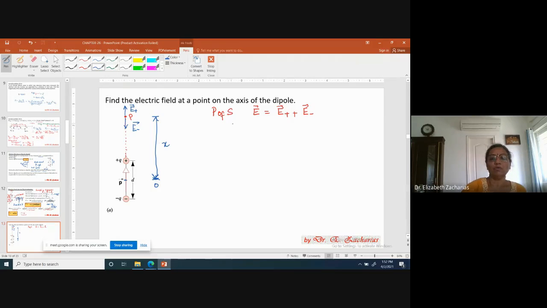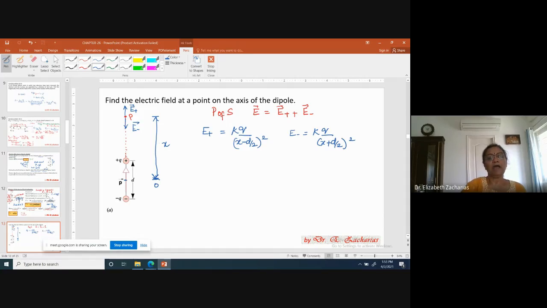Okay, so now what is going to be E plus? Magnitude of E plus is going to be? At what distance is the positive charge from the point P? x minus d by 2. So it's k q by x minus d by 2 whole square. And similarly, your E minus will be at x plus d by 2. So it's going to be k q by x plus d by 2 whole square.